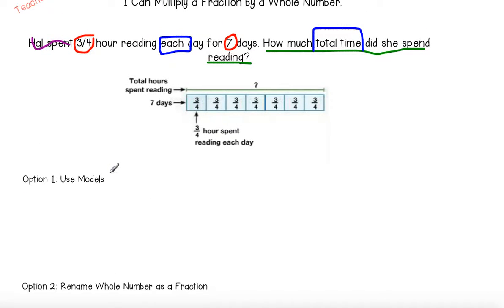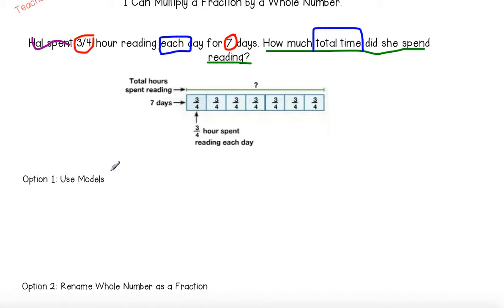So I did put as option 1 to use models because if you were doing this on a test, you could certainly use models to solve. You wouldn't necessarily need an equation. So I put the model up here for you. Hal spent 3/4 of an hour each day reading for 7 days, which is represented here. You see 3/4 is written 7 times.